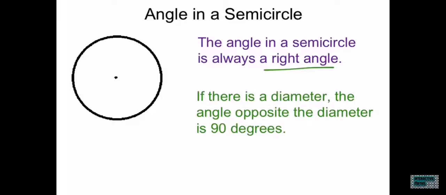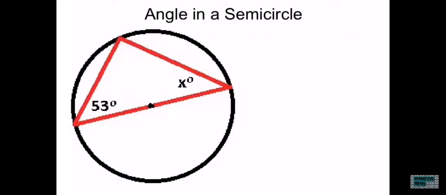And what that means is if there is any diameter in a circle, so it goes through the center, then any triangle created from that, the angle opposite it is 90 degrees. So let's have a quick look at a couple of examples.